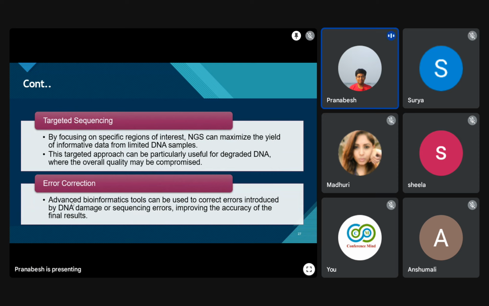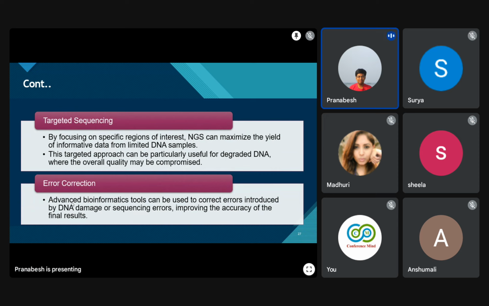So in targeted sequencing, by focusing on the specific region of interest, we are not focusing on the whole genome. We are only focusing on the specific region of interest. For example, a specific region on chromosome number 3, or the FTO gene. So if we want to know the genotyping of the FTO gene, it is definitely helpful through targeted sequencing.